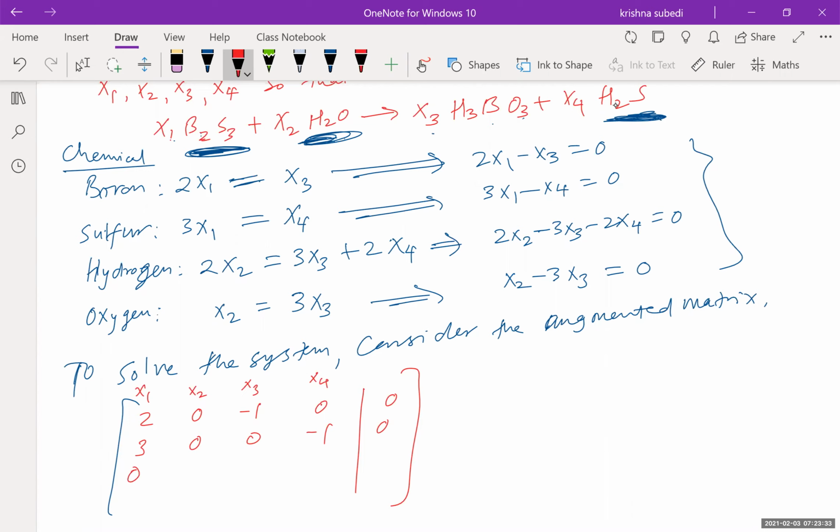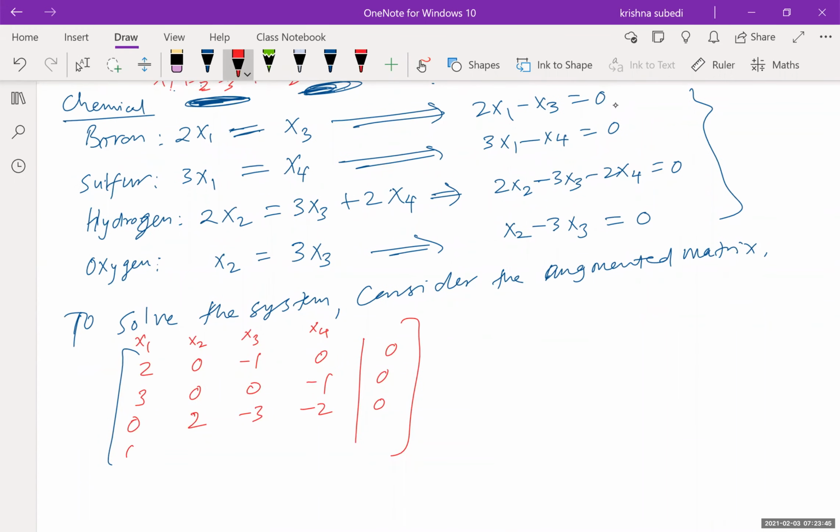No x1 in the third equation, and then x2 is 2, x3 is negative 3, x4 is negative 2, and the right hand side is 0. In the fourth equation, there is no x1 and 1 x2, negative 3 x3, and no x4, 0.